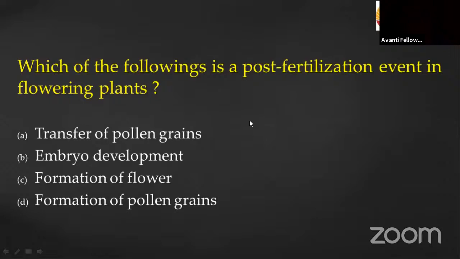Okay, so I'm launching the poll for this question. Very good, Likita and Prajwal. I have launched the poll. Please make sure to answer in the chat box. Prajwal, look at the options once again. Don't get confused. Last 20 seconds. People are getting confused. I don't know why. They are asking post-fertilization event in flowering plants.